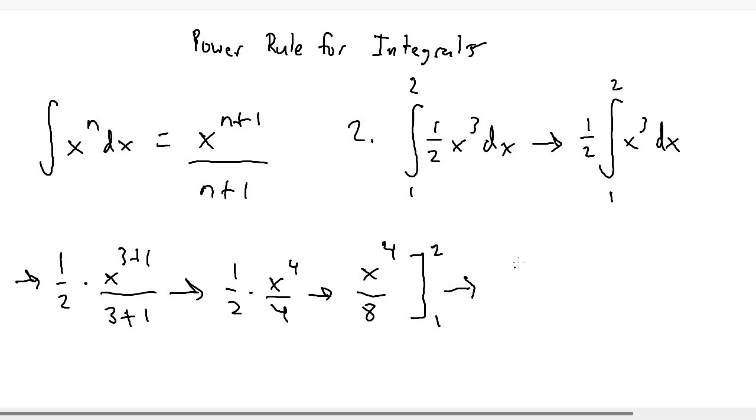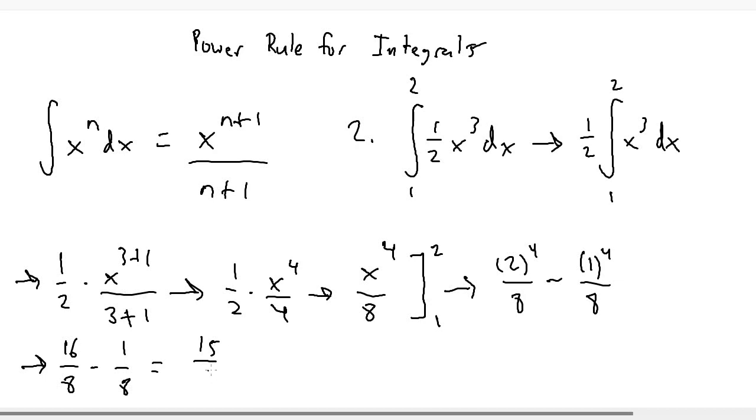So I plug in 2 first for x, so I get 2 to the 4th over 8, minus when I plug in 1 for x, so 1 to the 4th over 8. 2 to the 4th is 16 over 8, and 1 to the 4th is 1 over 8. And the final answer is 16 minus 1, so 15 over 8.